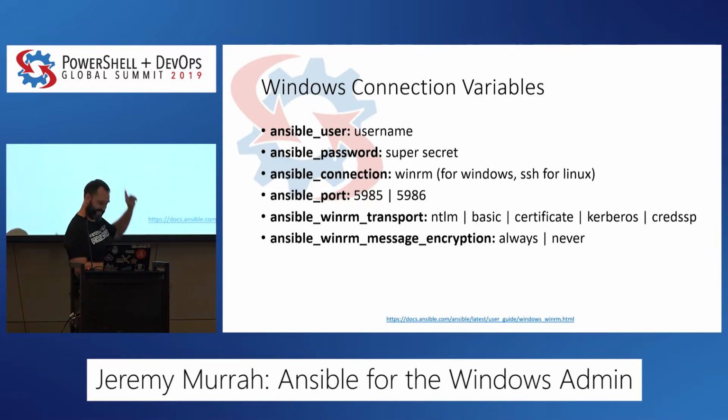But not in PowerPoint. So username and password, we're going to tell it the kind of connection, which is going to be WinRM, obviously. That's there because SSH for Linux and other stuff for whatever else. WinRM, of course, we can define our ports, 5985 or 5986 if we're doing SSL.